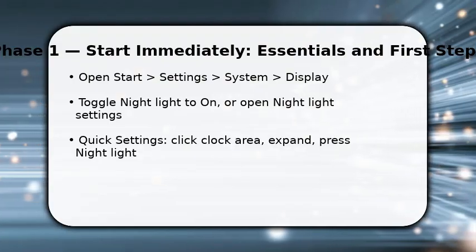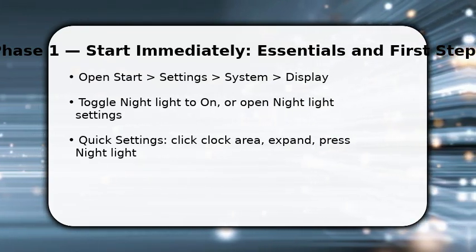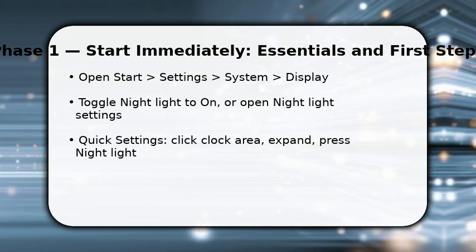You start by opening Settings and navigating to System Display. This puts you where Night Light lives. Once there, turn Night Light on so you can adjust it.